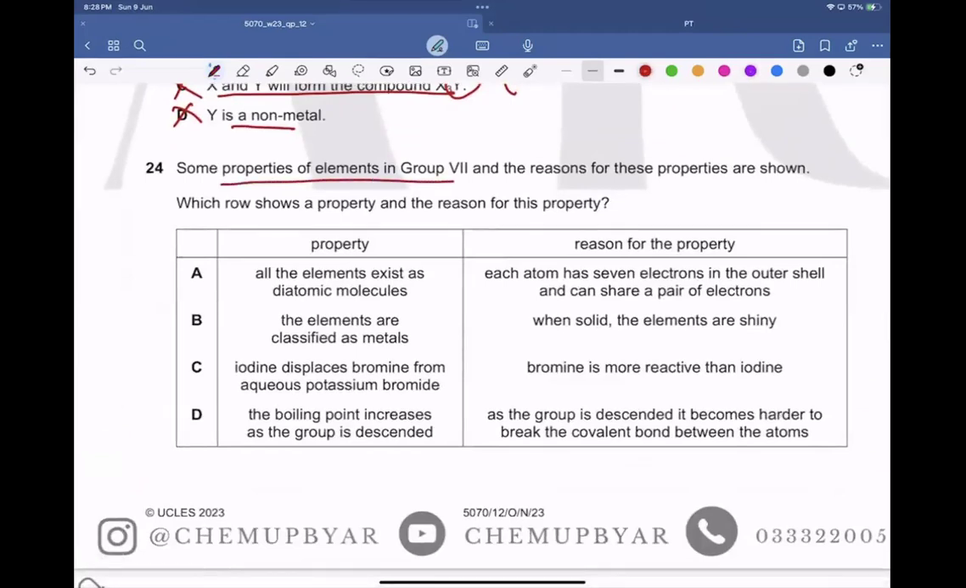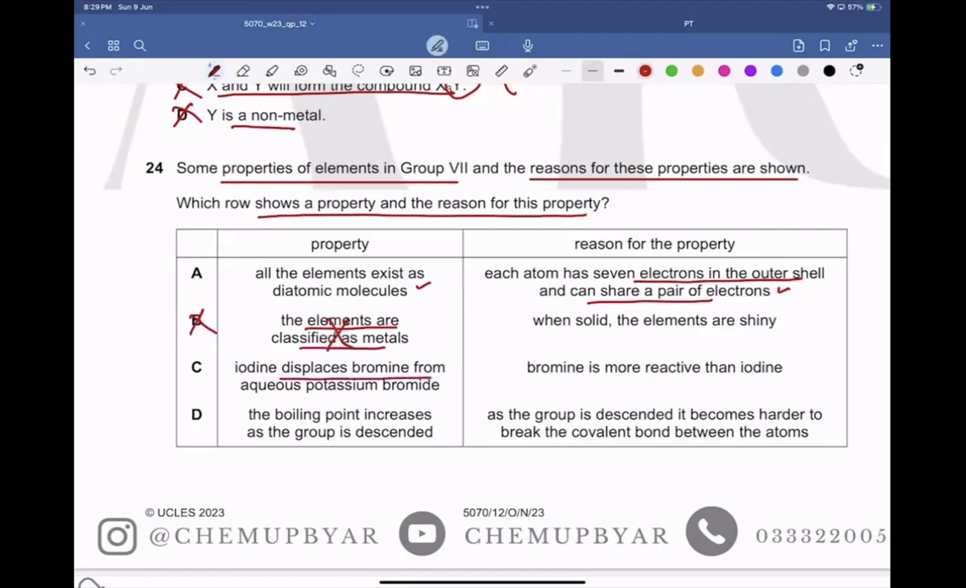Some properties of elements in group 7 and the reasons for these properties are shown. Which row shows a property and the reason for this property? All elements exist as a diatomic molecule. Each atom has 7 electrons in their outer shell and can share a pair of electrons. Yes, this can be a possibility. The elements are classified as metals. No, they are not classified as metals. Iodine displaces bromine. No, iodine would not displace bromine because iodine is below in the periodic table.